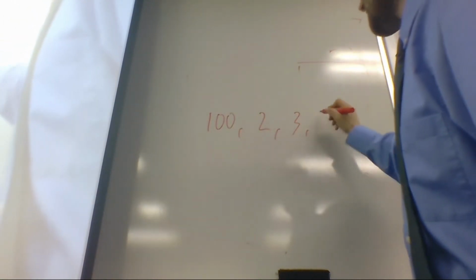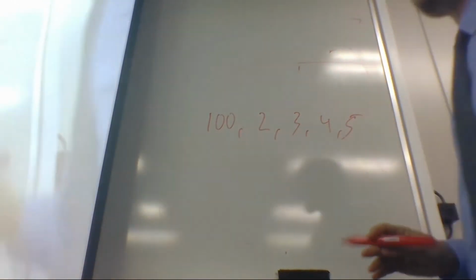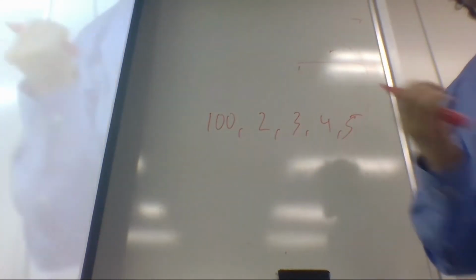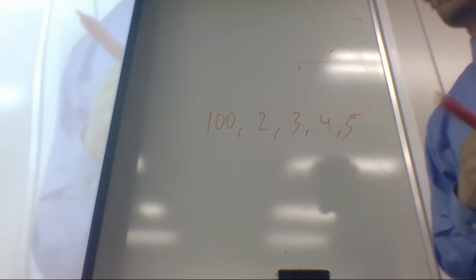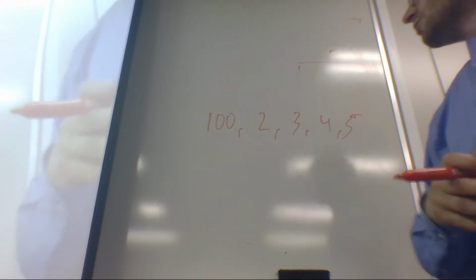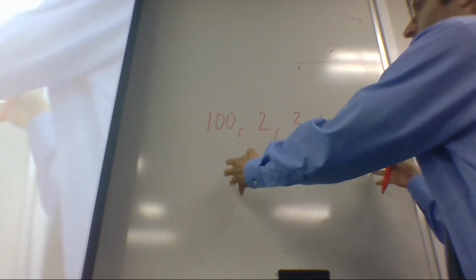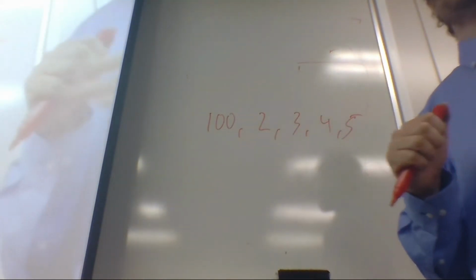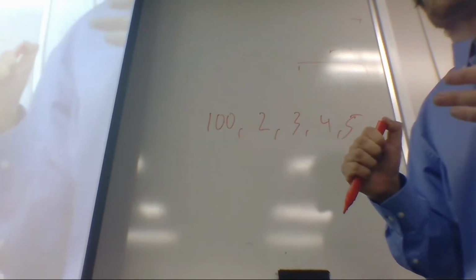100, 2, 3, 4, 5. Why is this one not sorted? 100 is greater than 2. I mean, you could look at it and say the entire thing is like 100 should be at the end because it's the biggest. But honestly, from the computer's perspective, that doesn't matter.